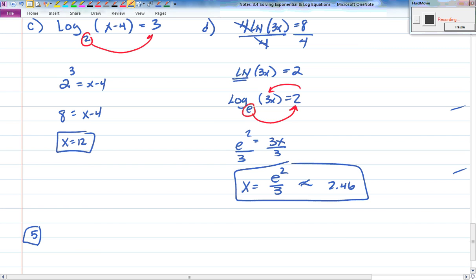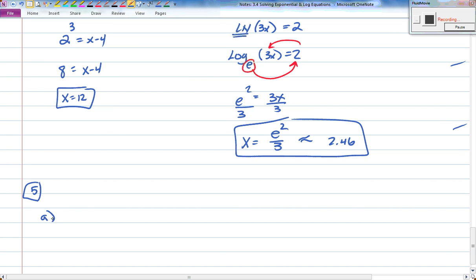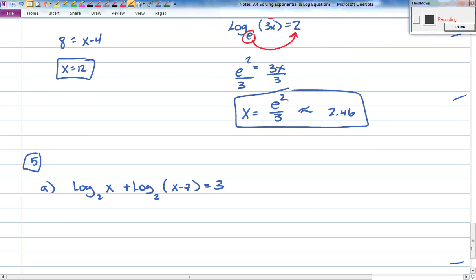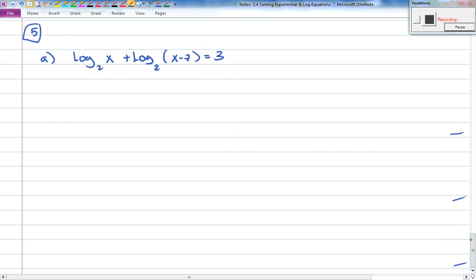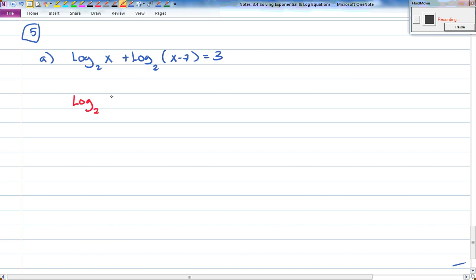All right. The first one, part A. We're going to do log base 2 of x plus log base 2 of x minus 7 is equal to 3. All right, a little bit more complicated log equation here. First of all, I have log base 2 everywhere, and I'm adding, so I can condense that: log base 2 of x times x minus 7.